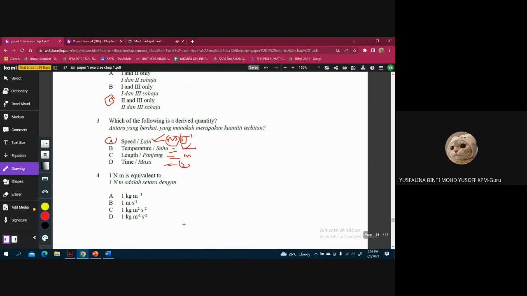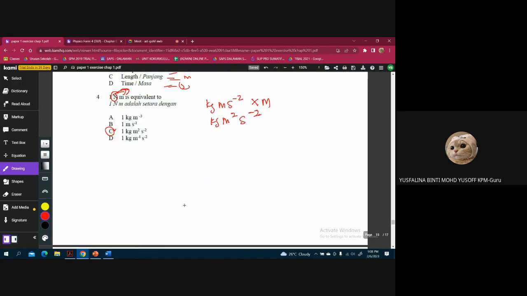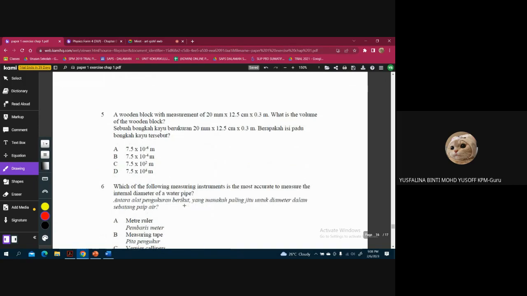Okay, 1 Newton meter is equal to, so we can just change to kg m s negative 2, right? This is for Newton times m. So this one I change it to the derived quantity. Okay, so kg m s negative 2, so kg m square s negative 2. So the answer is C. Okay, change the Newton to the base ones.